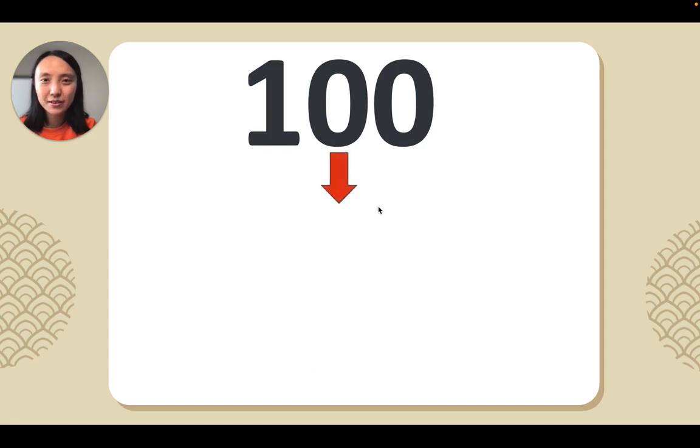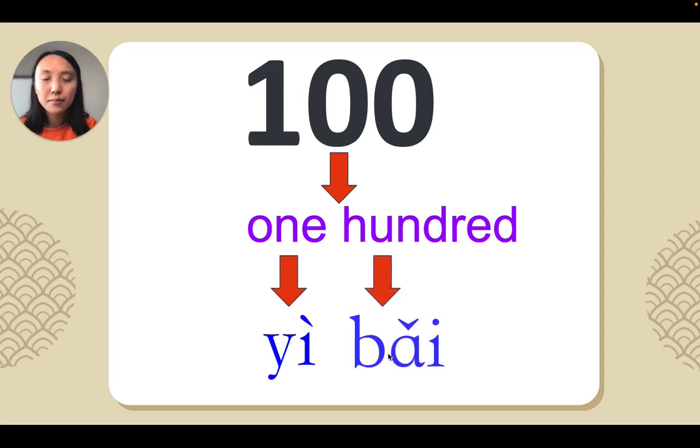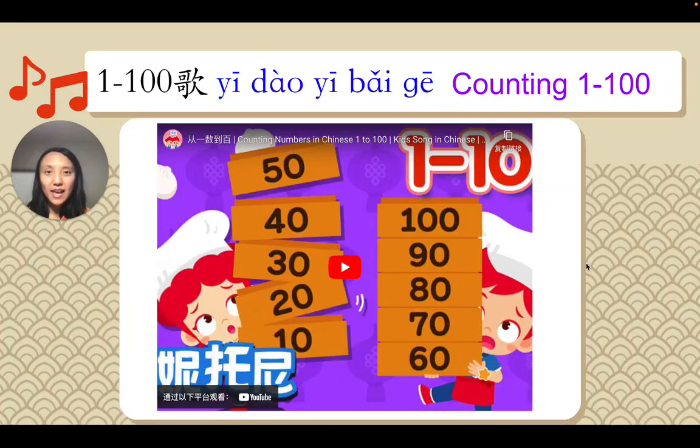100. It's also simple. Do you remember 1? It's 一. 100 is 百. So in Mandarin Chinese, 100 is 一百. Now let's count together. Let's count from 1 to 100.